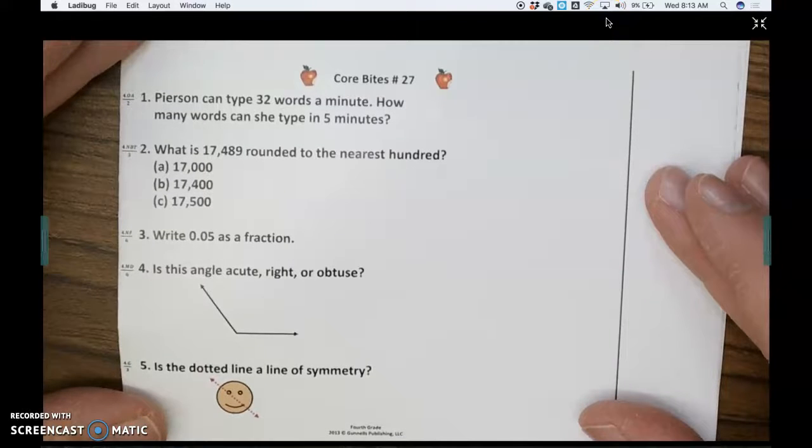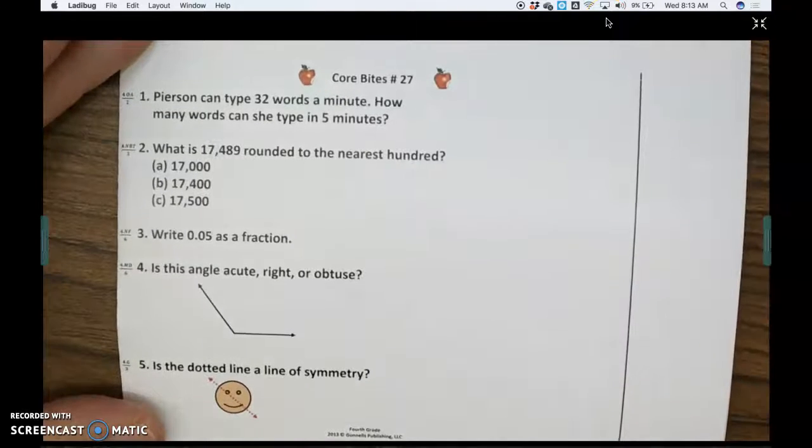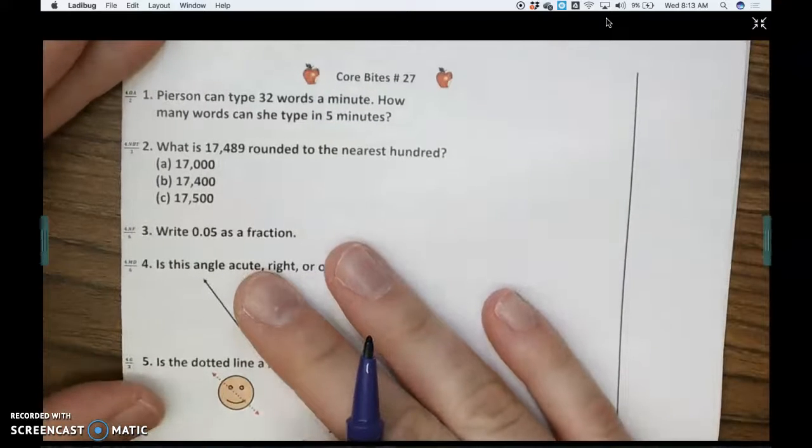All right, everybody, here's your core bites, number 27. So please make sure you make your corrections on your paper for yours. Number 1 says, Pearson can type 32 words a minute. How many words can she type in 5 minutes?